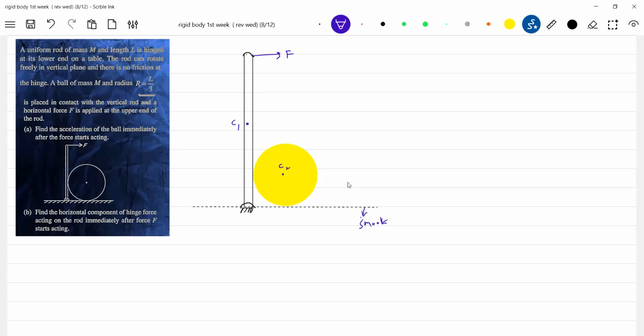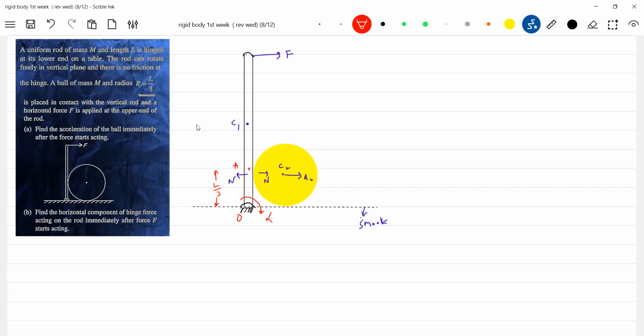What are the forces that will be acting? The normal contact on the rod and the normal contact on the ball. And the ball will have acceleration, let it be A2. What is the state of the rod? What can happen to the rod? The rod starts rotating with alpha, and we know this distance is L by 3. Okay, there's a point P. Okay, this much is there.